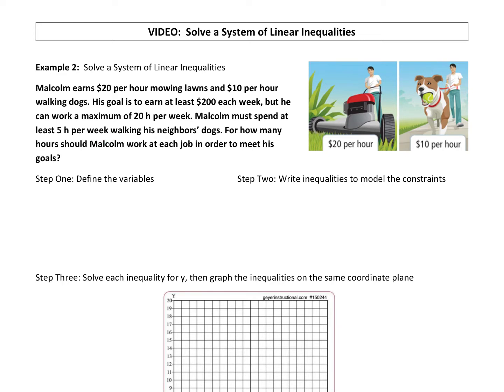So our first step is we're going to define the variables. What do we want things to equal? What we're trying to figure out is how many hours should he mow the lawn? How many hours should he walk dogs? So we'll let x equal the number of hours that he spends mowing lawns. And we're going to let y equal the number of hours that he spends walking dogs.